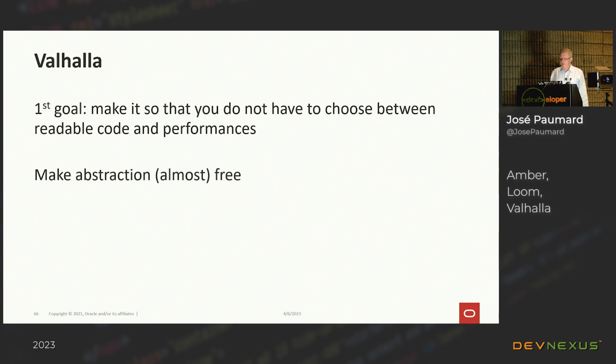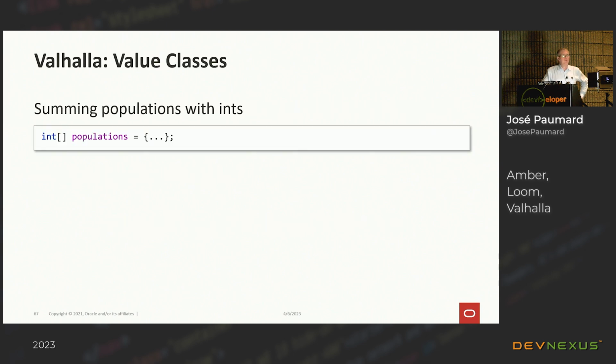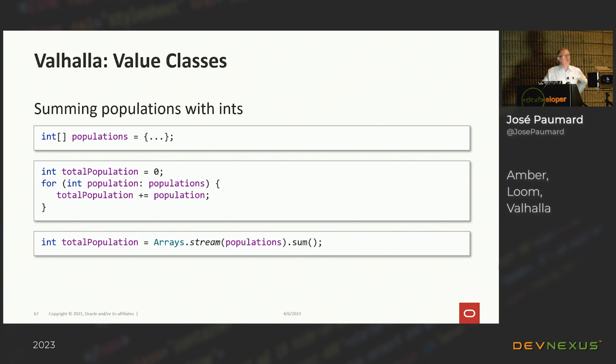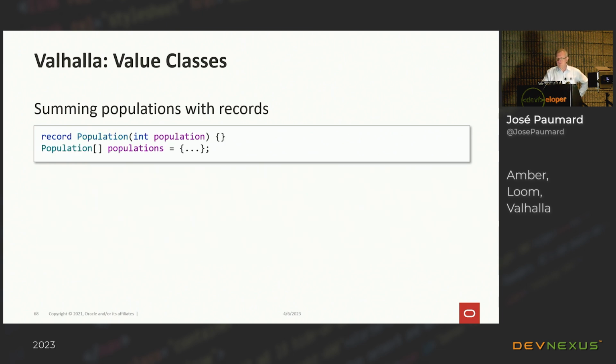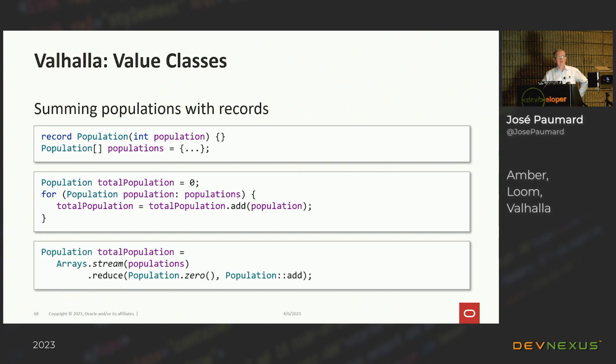Okay? Make abstraction almost free. And Brian Goetz used to say, maybe some of you remember that, "codes like a class, works like an int." Suppose you have an array of populations, which are actually ints, and you can sum them, either in a loop or in a stream, probably a stream is more readable. What you want to do is actually sum real population records in that way, either in a loop with the add method, because you added an add method on this record, or directly in a stream.